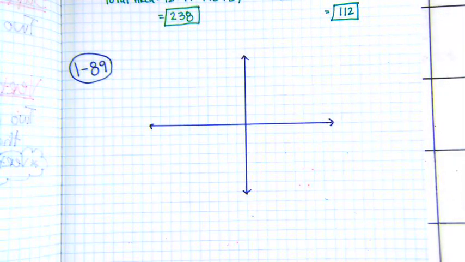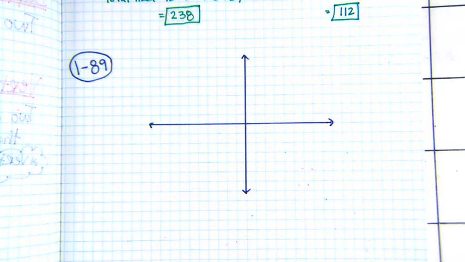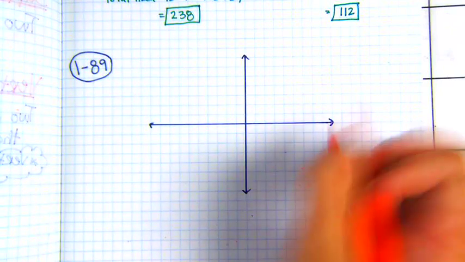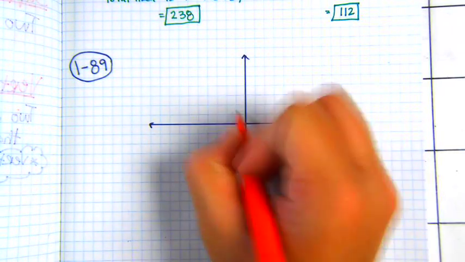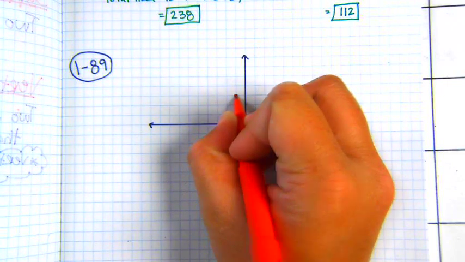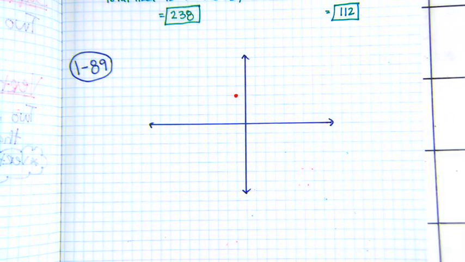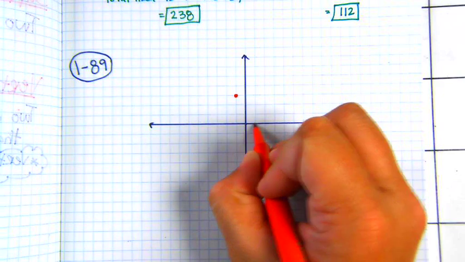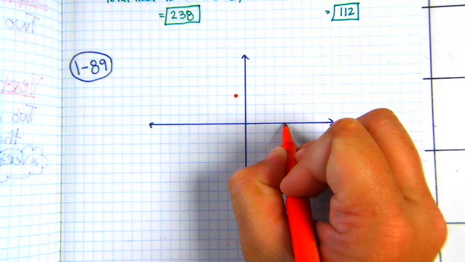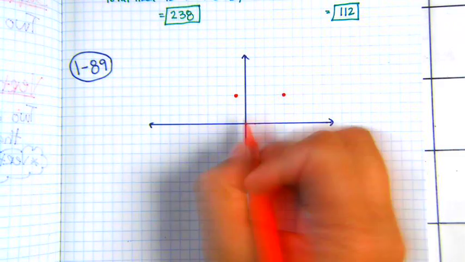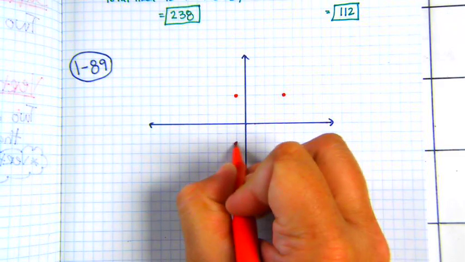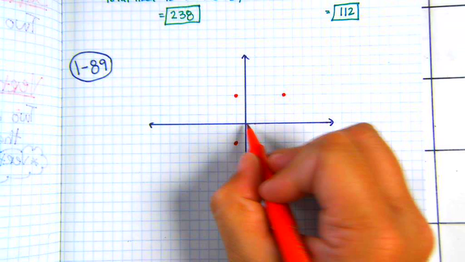And then we're going to graph those 4 points. So the first point is negative 1, 3. Negative 1 represents the x value, so I'm going to go over negative 1, and then I'm going to go up 1, 2, 3. That's where negative 1, 3 is. Then 4, 3. Then negative 1, negative 2, and then 4, negative 2.